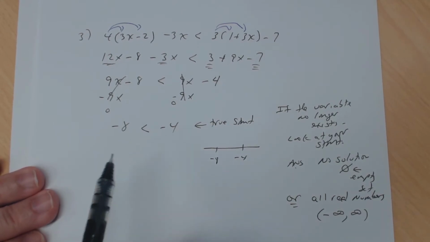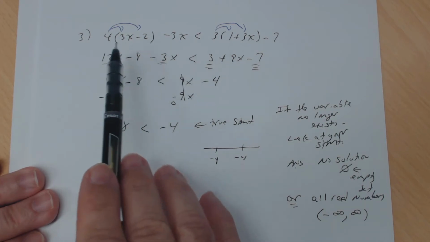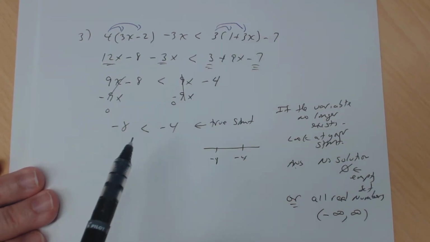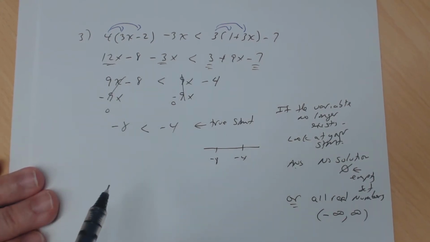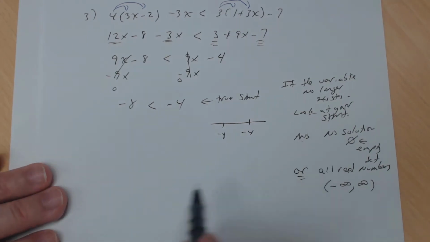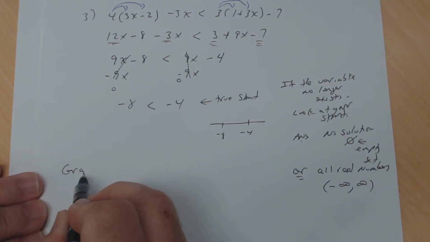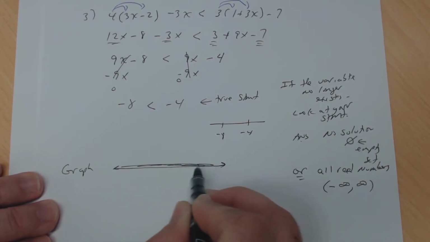So what that means is that no matter what I plug into x, this side's always going to equal that side. No matter what number I plug in, any real number was going to work. And so what that means then is that your solution is going to be all real numbers. So your graph will look like this. So if you ask to graph it, you're going to shade everything. Everything is shaded.